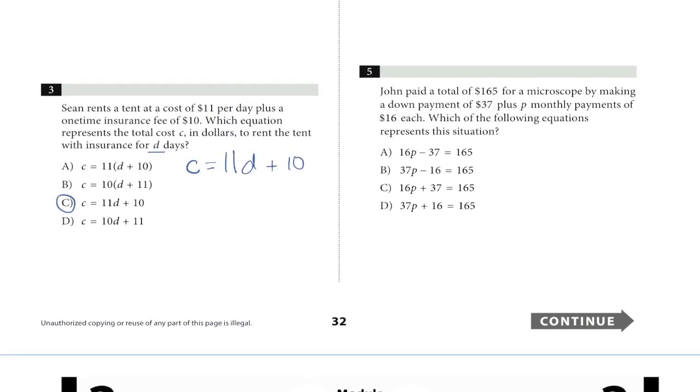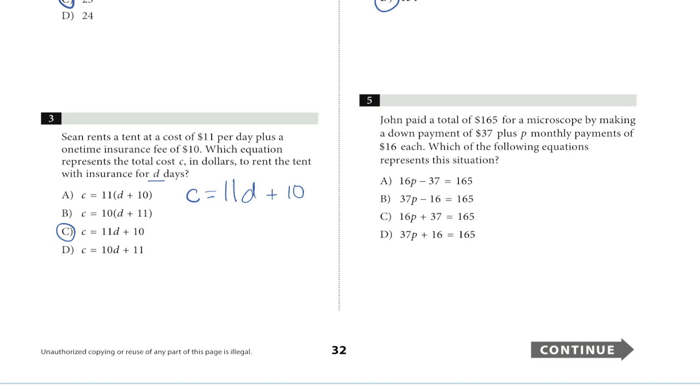All right, so number 5. John paid a total of $165 for a microscope by making a down payment of $37 plus P monthly payments of $16 each. Which of the following equations represents this situation? So this is actually just like number 3 that you can see to the left, in the sense that they gave us something by saying $16 each. That means $16 each monthly payment.